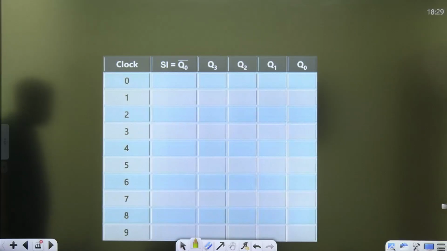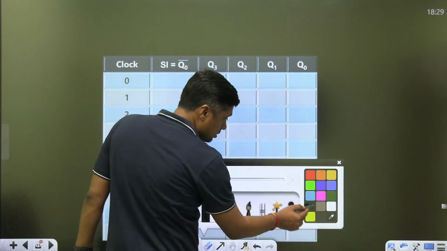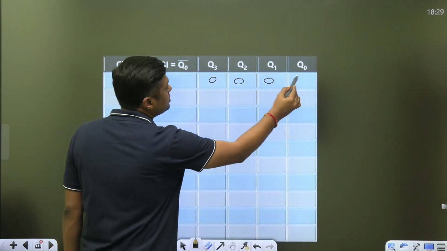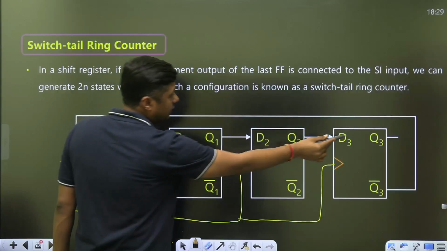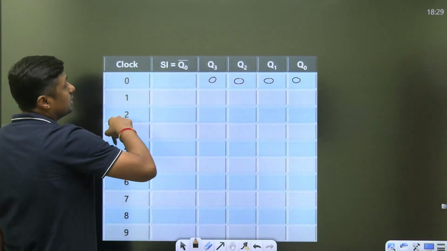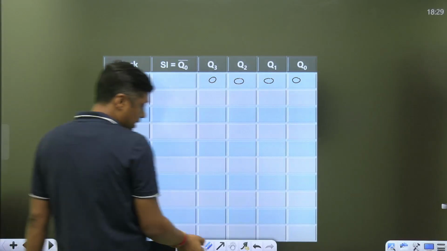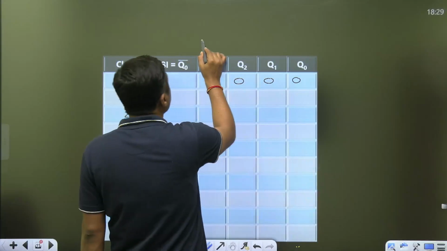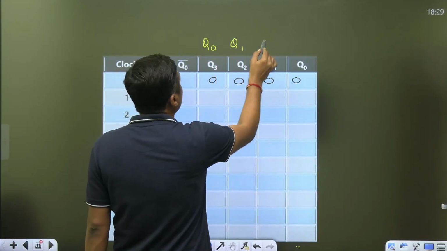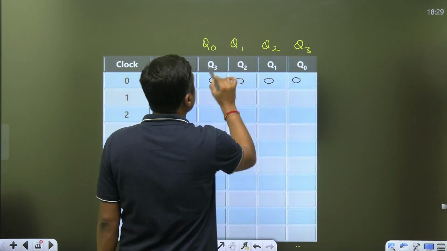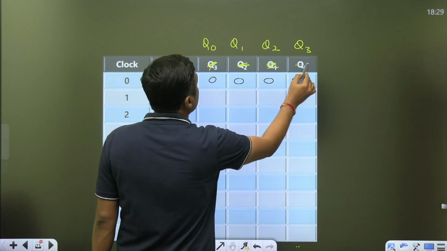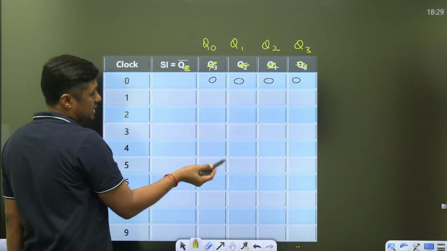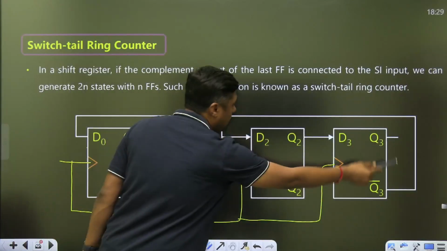Now to write down the outputs, we can start with 0, 0, 0, 0. Now what is the input here? It will become Q3 bar. So Q3 bar means you can change like this. Q0, Q1, Q2 and Q3. Now this becomes Q3 bar here, because according to the diagram, Q3 bar will become the input.